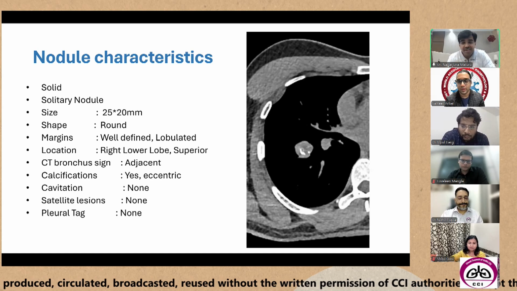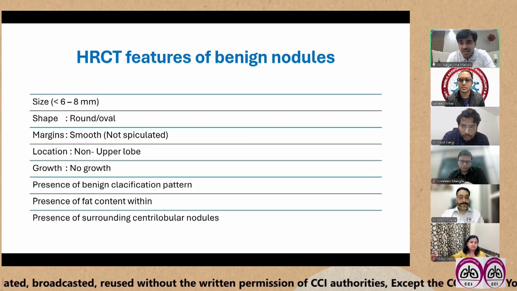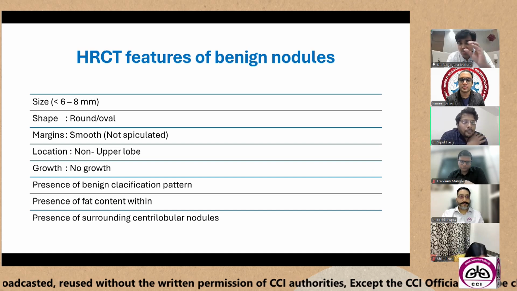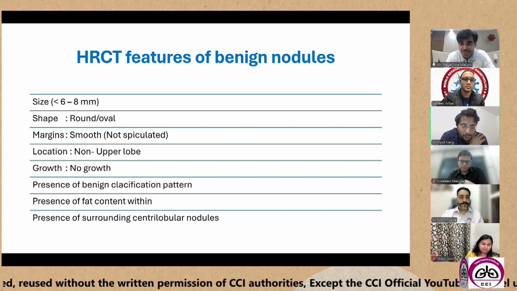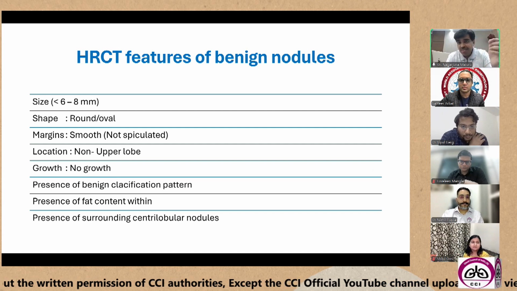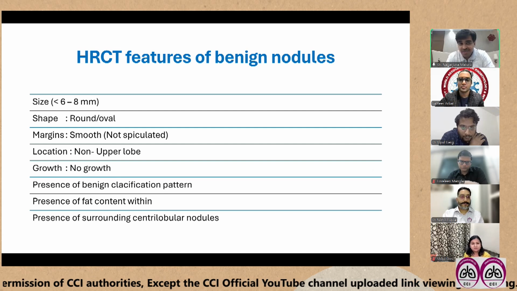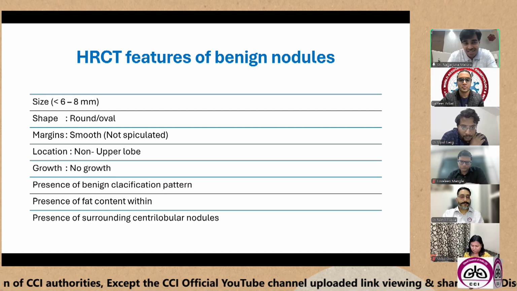Yes, perfect. So I think just to summarize, these are the features of benign nodules: smaller in size, more likely benign; round, benign; smooth margins are benign; spiculated is more likely malignant; upper lobe solitary lesions are more likely malignant; non-upper lobe can be anything.